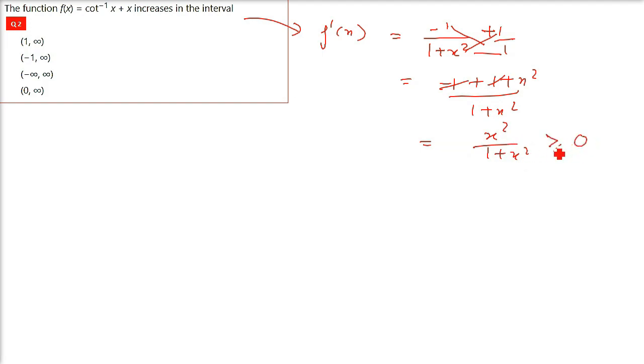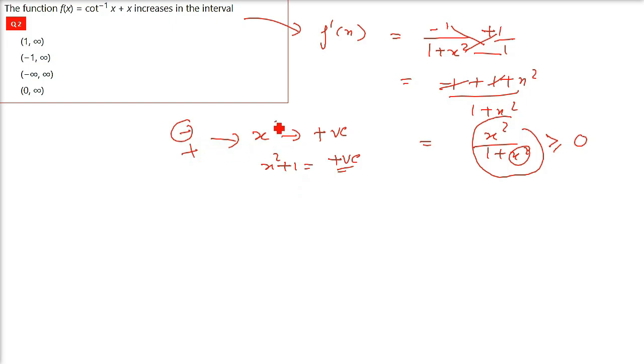Now this has to be greater than or equal to 0 because it is increasing. Now you tell me, x². Just use simple logic. x² will always be positive. Even if you add 1 with it or any number which is positive, it is going to be positive only. That means this whole value, numerator and denominator collectively, will always be greater than or equal to 0. So if you put any value negative or positive, you are going to get always positive.